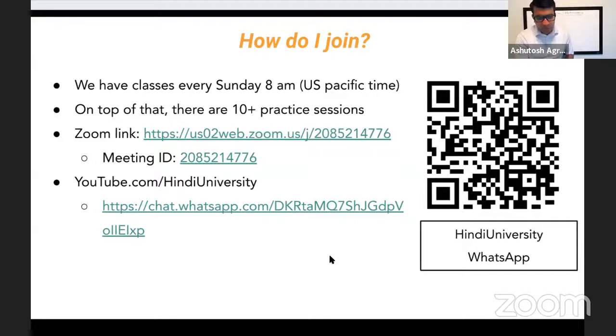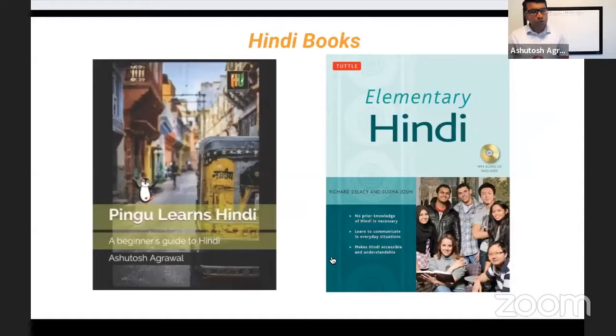With that being said, as you know, this one is an intermediate plus class, right? So this year, even though we are using two books, Pingu Learns Hindi and Elementary Hindi by Professor Richard Delacy and Sudha Joshi, Richard Delacy is also a professor at Harvard University, right? So this class requires you to have some basic understanding of most of the grammatical concepts, because what we are learning is on top of the concepts where you are required to know at least the pronouns, verbs, adjectives, and adverbs, okay? Right now we are on chapter number 23 of Richard Delacy's book and Sudha Joshi's book.